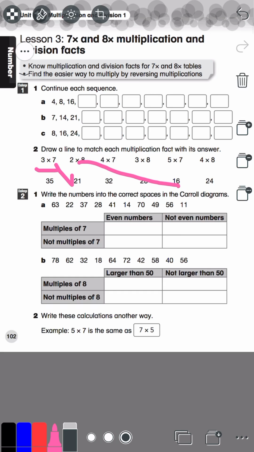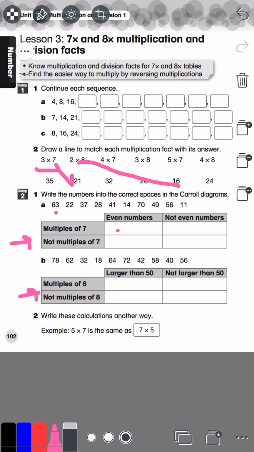For challenge 2, write the numbers into the correct spaces in the Carroll diagram. So these tables are called Carroll diagrams. We want even numbers and multiples of 7. So which of these are multiples of 7 and even?